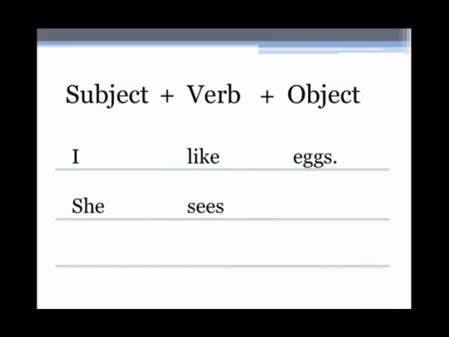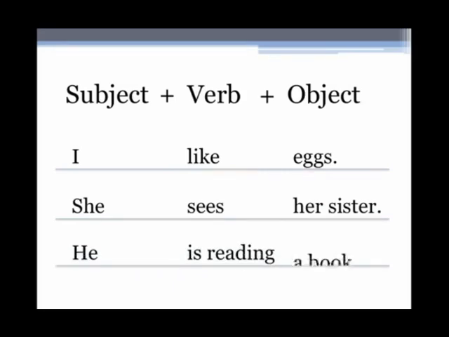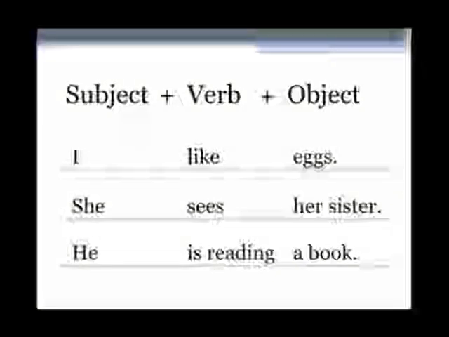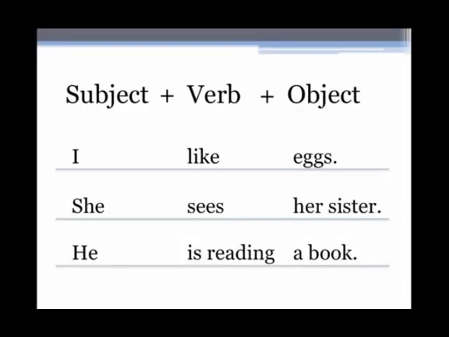She sees her sister. He is reading a book. These all have the same structure: subject, verb, object.